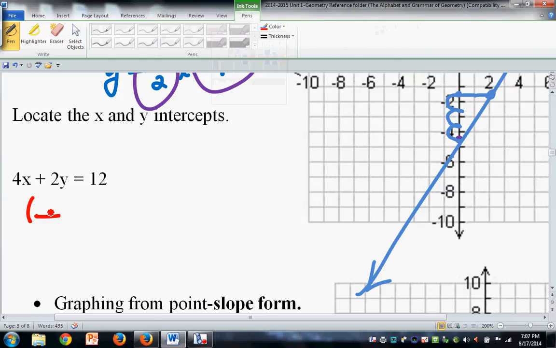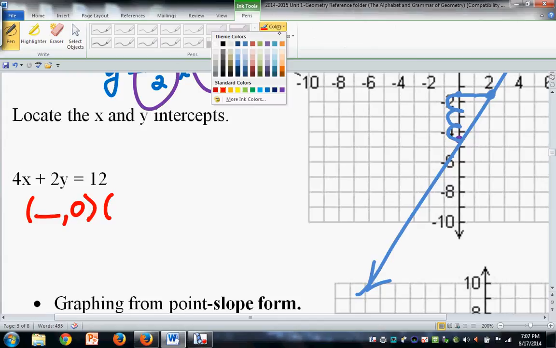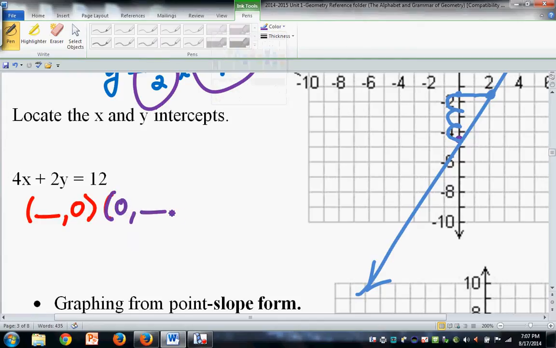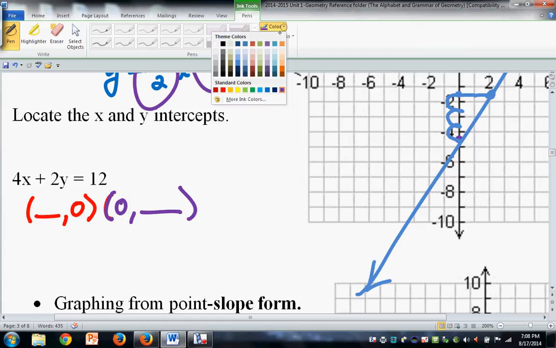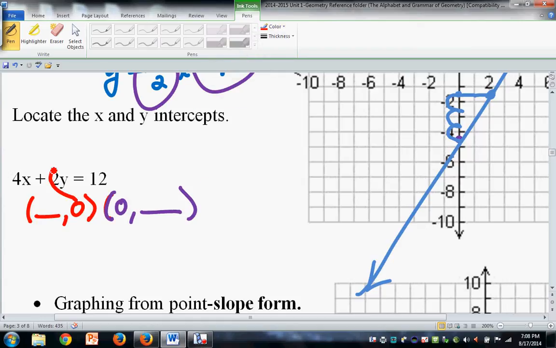So it's blank, 0, that's for your x-intercept. And 0, comma, blank, that's for your y-intercept. So for your x-intercept, if y were 0, you just go like that, pretend it's gone. I have 4x equals 12, therefore x is 3. That's to get the x-intercept.